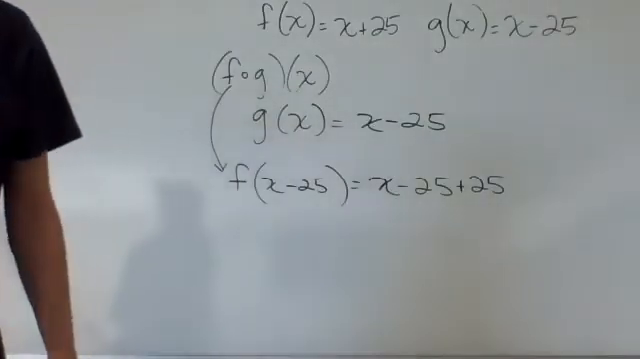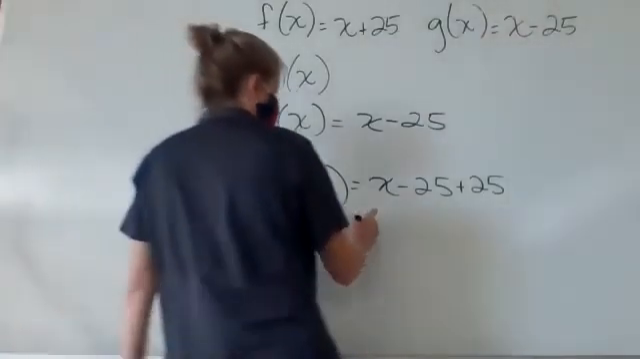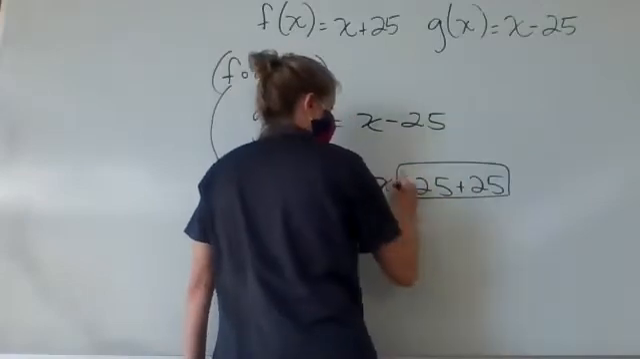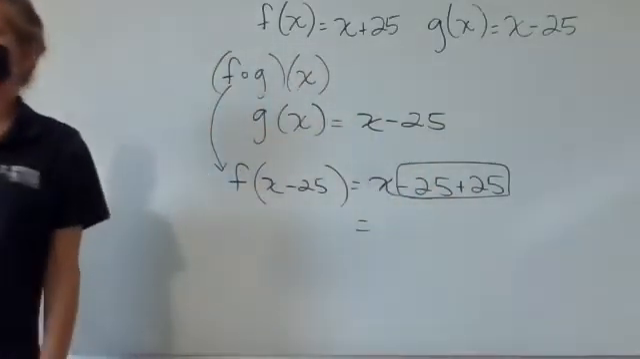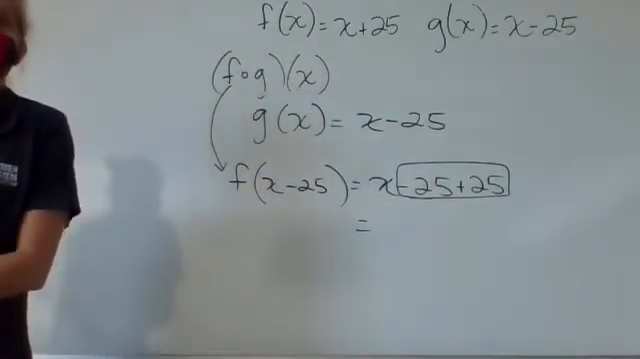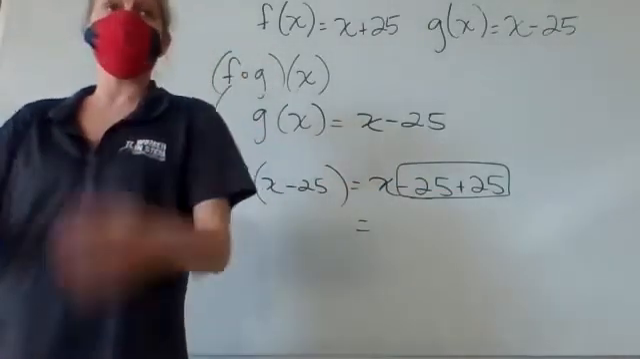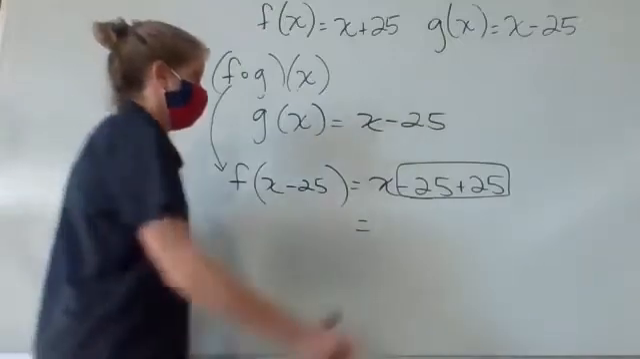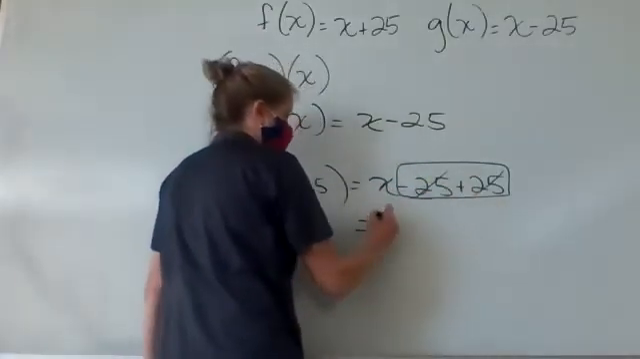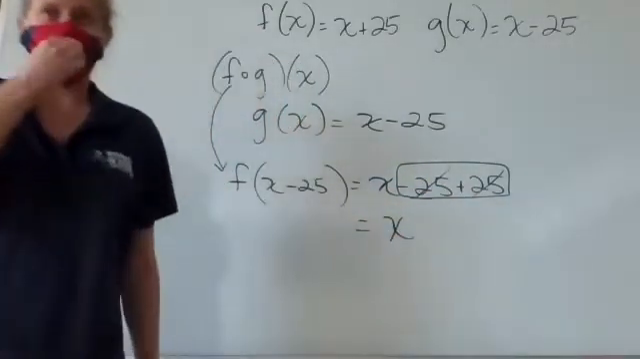And I can simplify that a little bit, right? What happens to that? Then it just goes away. I got negative 25 plus 25. If I put that together, it's 0. It's nothing. So these just cancel each other, and I'm just left with x.